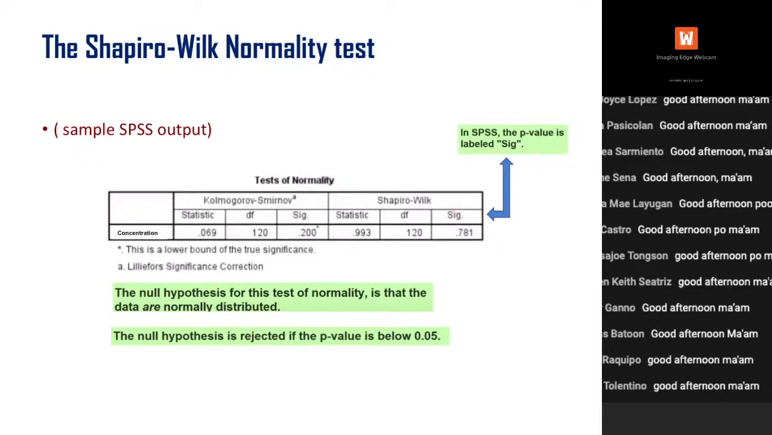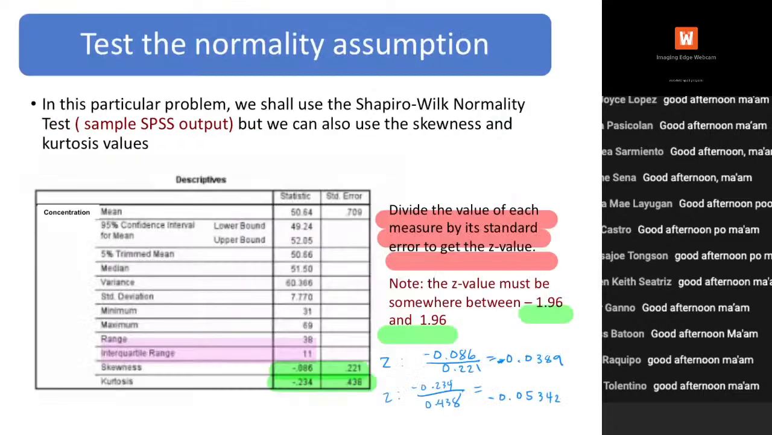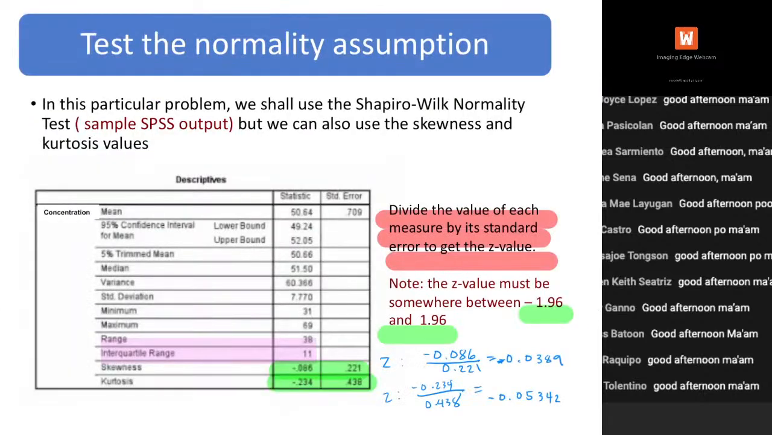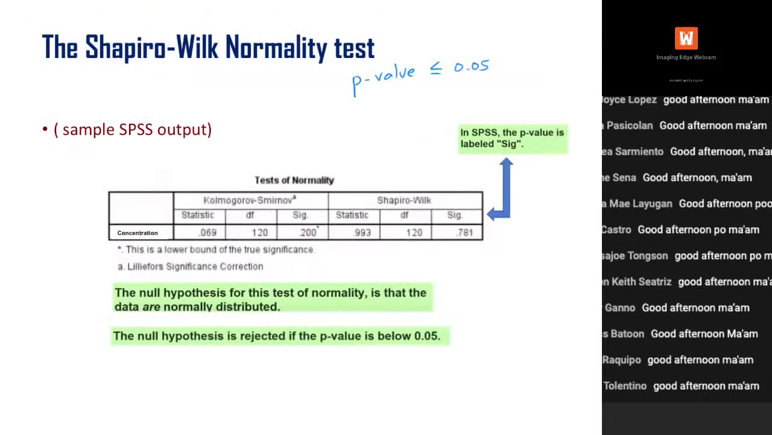Remember yung decision rule natin kanina? The decision rule is if p-value is less than or equal to 0.05. Bakit 0.05? That's the alpha set for this particular problem. 5% level of significance. So, yan ang ating alpha. So, if p-value is less than or equal to 0.05, reject H0. Remember that. Ngayon, anong mangyayari? Sa ating Shapiro-Wilk, significance, or the p-value, is 0.781.